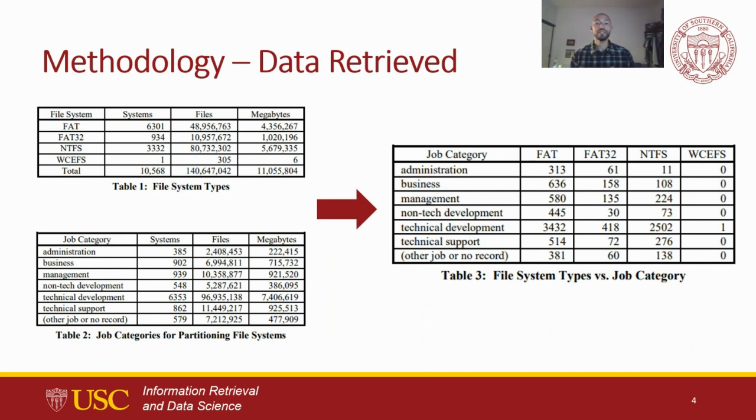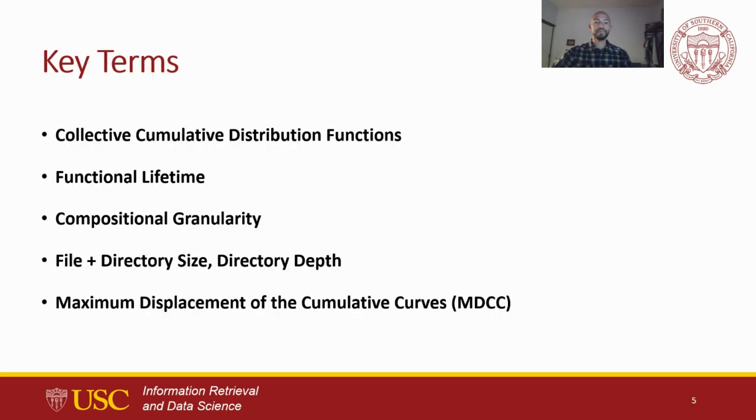And this slide shows the tabular data. The most important part, on the right, is the breakdown of the job categories by the file system types, along with the count of each.